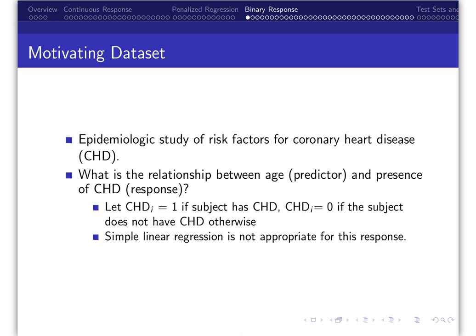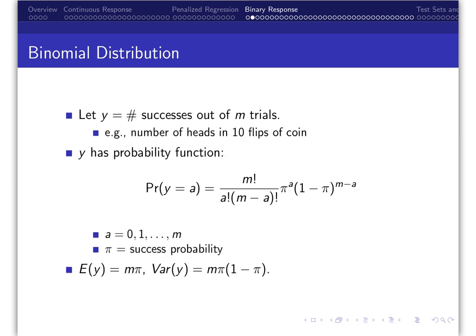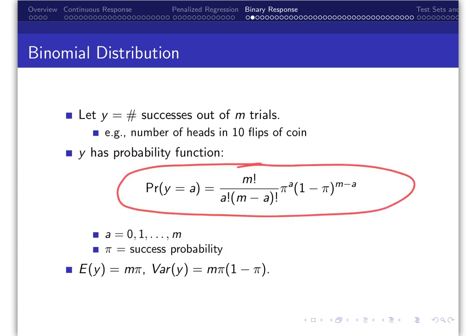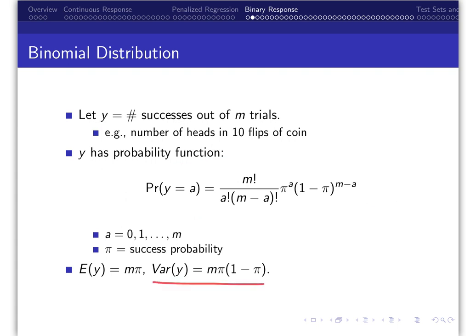Logistic regression is used to model the relationship between a dichotomous outcome variable and a set of predictor variables. To consider how we might model a dichotomous response, let's reflect back to the binomial distribution, where y is the number of successes out of m trials, for example, the number of heads in 10 flips of a coin. Y has a probability function given by this expression, where pi is the probability of success. The expected value and variance are given here.